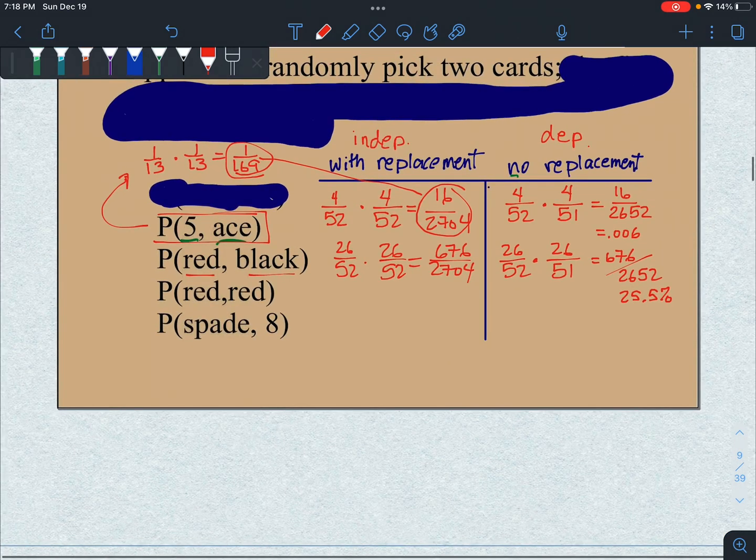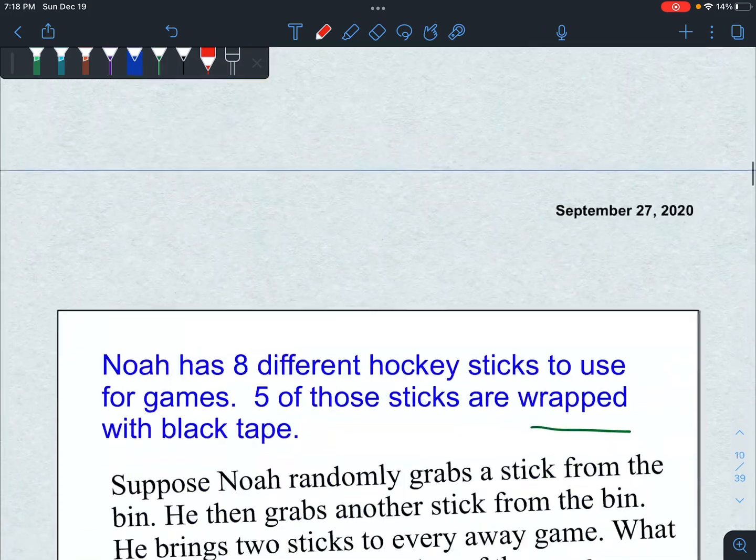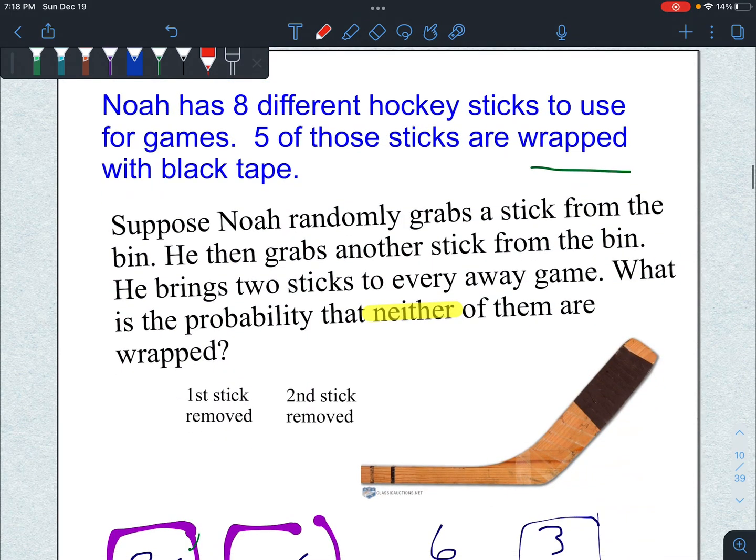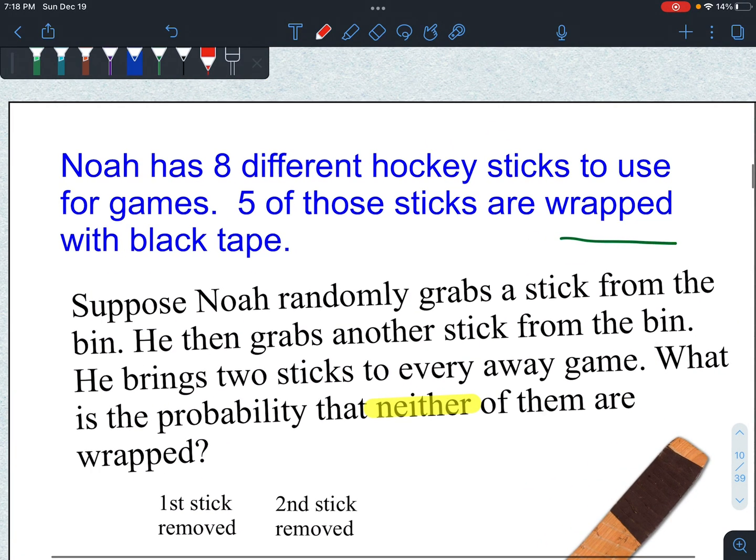Okay. All right, I'm going to leave those for now. We're going to go on and try some other ones. Let's say I've got a situation here where Noah is on the hockey team and he's got 8 different sticks. And he's planning on going to a game, and 5 of the sticks are wrapped with black tape.